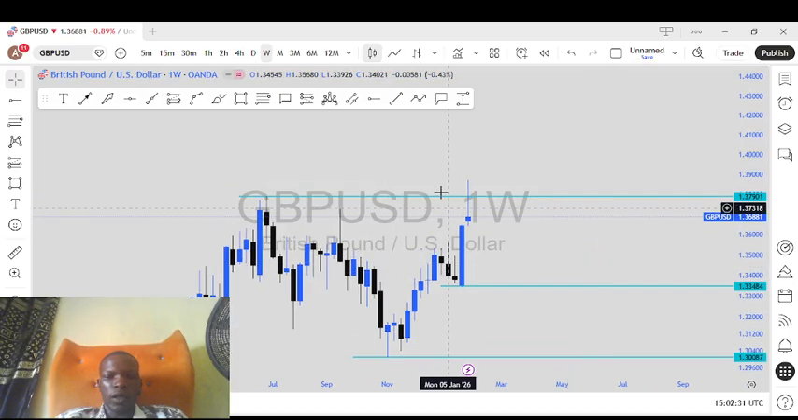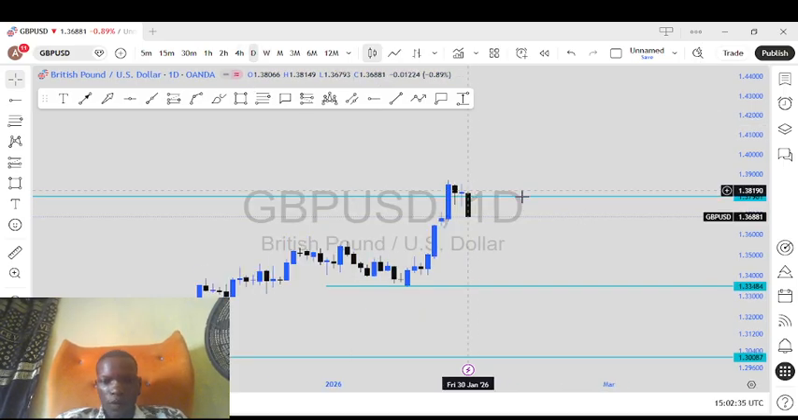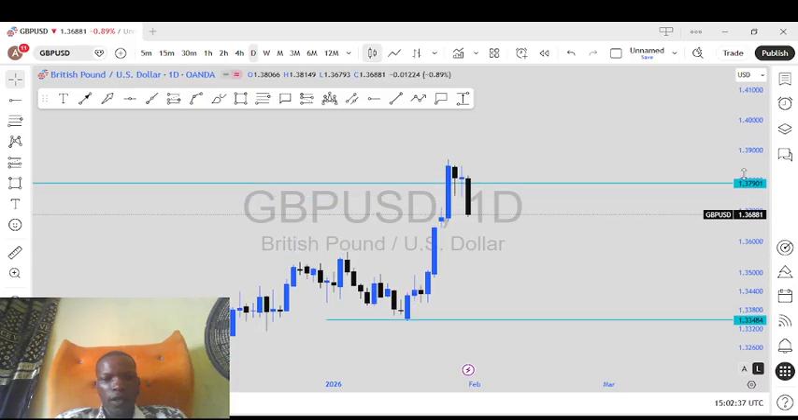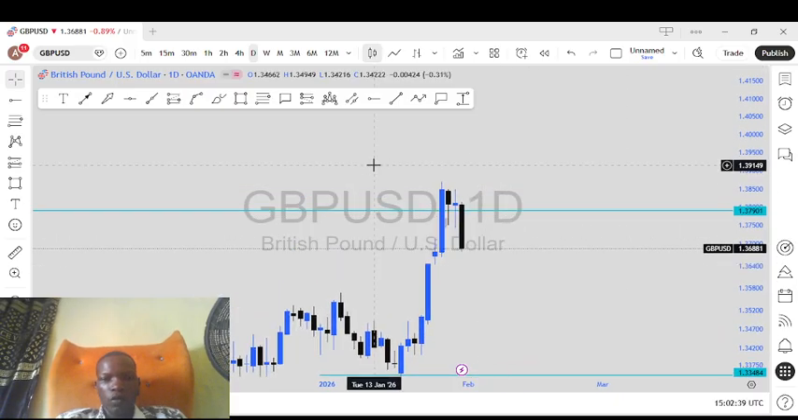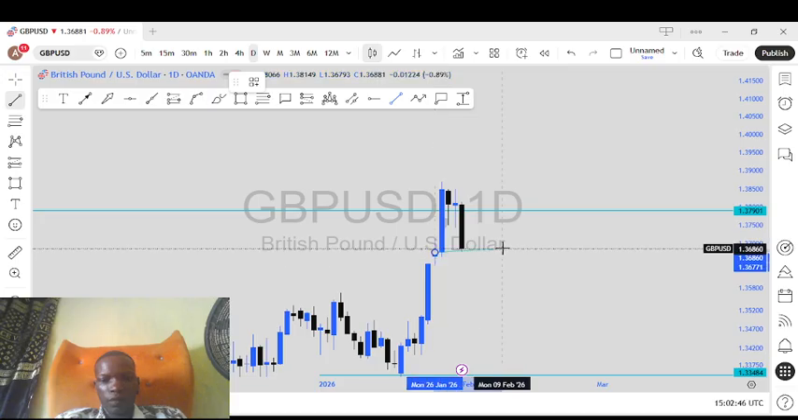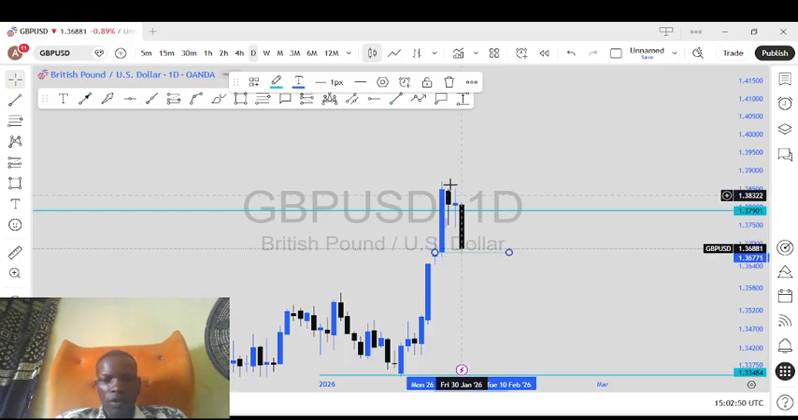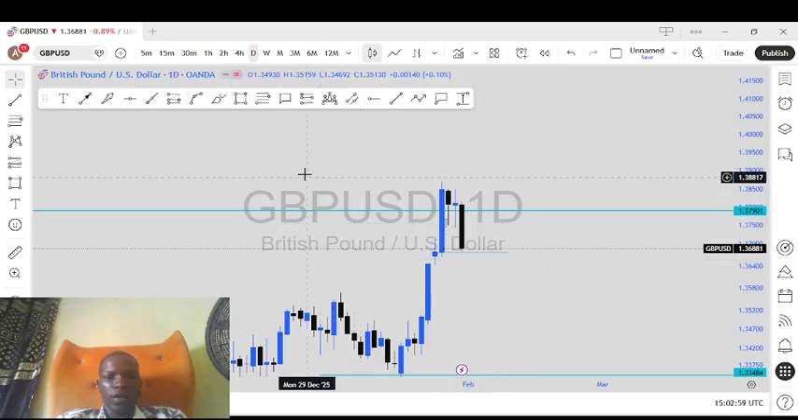The weekly time frame is still giving us the CLT. On daily time frame, we were supposed to have the market close below this level, but the market did not close below it. But this market has given us bearish engulfing to this doji candle. So it's still all the same. We expect market more push to the downside.